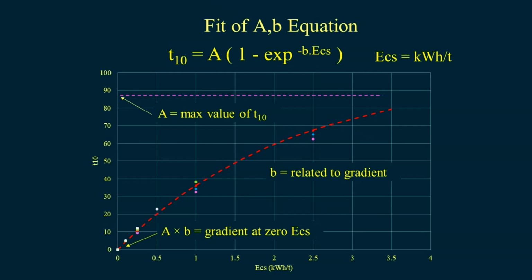A times B, which you'll often see, is the gradient at zero energy. If you're any good at differentiation, if you differentiate that equation with respect to energy, put energy equal to zero, you'll find that that is what A times B is.